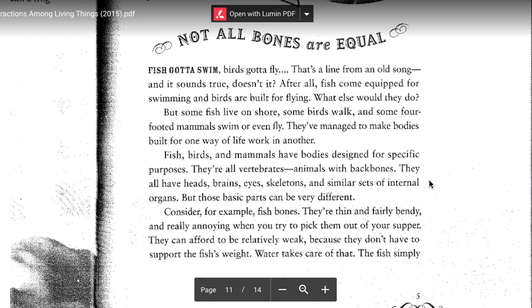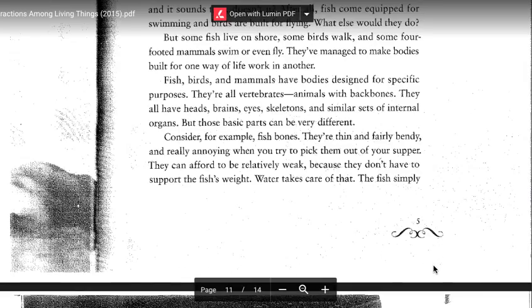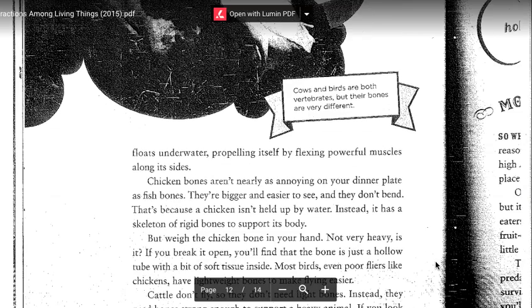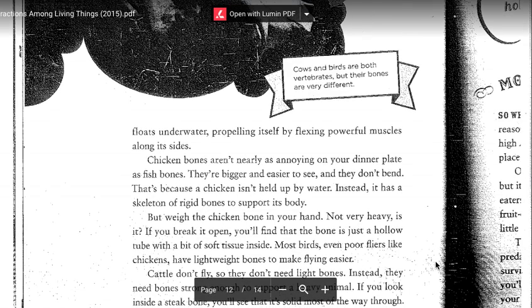They all have heads, brains, eyes, skeletons, and similar sets of internal organs, but those basic parts can be very different. Consider, for example, fish bones. They're thin and fairly bendy, and really annoying when you try to pick them out of your supper, if you've ever even done that. They can afford to be relatively weak because they don't have to support the fish's weight. Water takes care of that. The fish simply floats underwater, propelling itself by flexing powerful muscles along its sides.